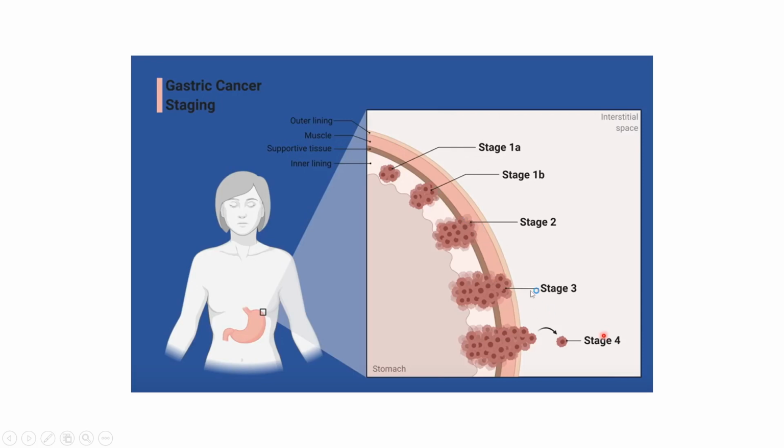In stage 3, it is generally moving further towards the interstitial space. And in stage 4, it is completely metastasized, promoted, and transmitted to different organs.